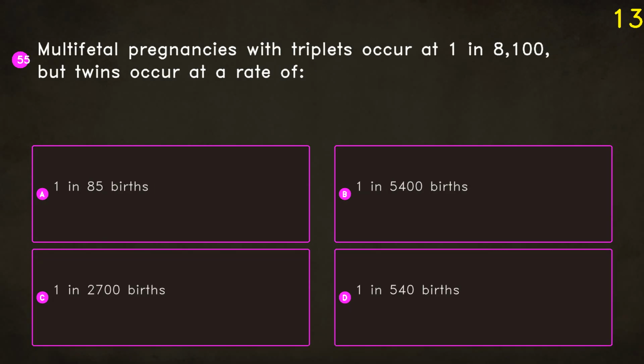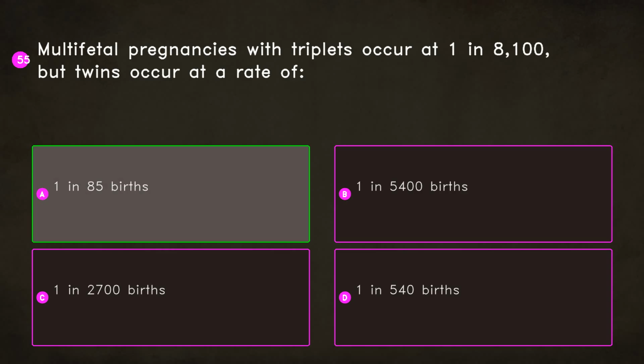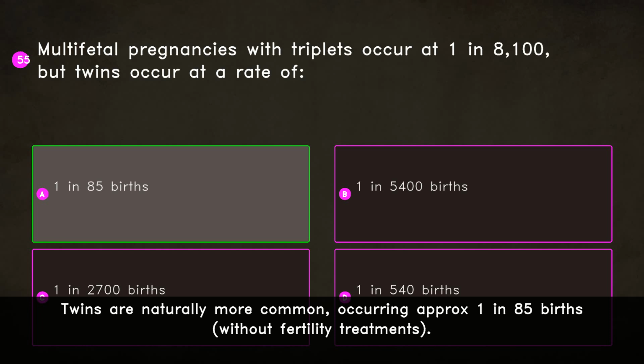Question 55. Multifetal pregnancies with triplets occur at 1 in 8,100, but twins occur at a rate of A. 1 in 85 births, B. 1 in 5,400 births, C. 1 in 2,700 births, D. 1 in 540 births. The correct answer is 1 in 85 births. Twins are naturally more common, occurring approximately 1 in 85 births, without fertility treatments.